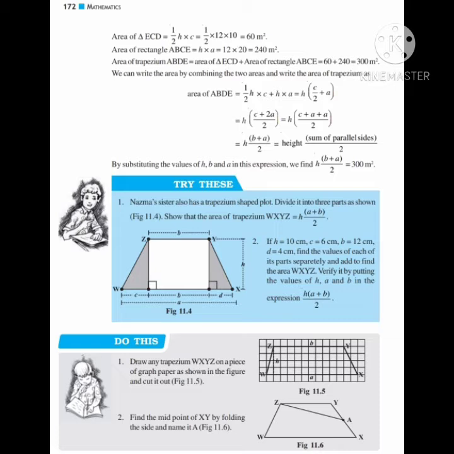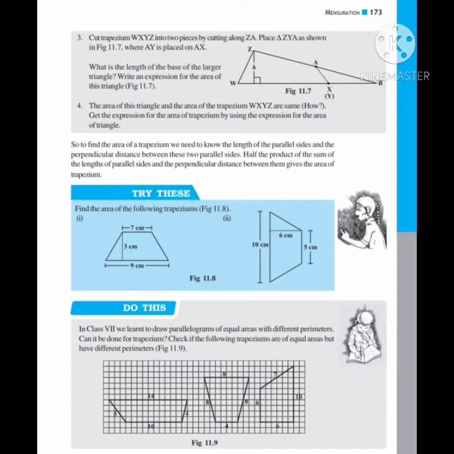Okay, now in do this, again you have to draw trapezium WXYZ on a graph paper, cut it out. Then you have to take the midpoint of side XY, say point A, join ZA. Now cut through ZA. Cut the triangle AYZ and place it as it is shown in figure 11.7. Place it in front of side AX. So you see it becomes a bigger triangle.